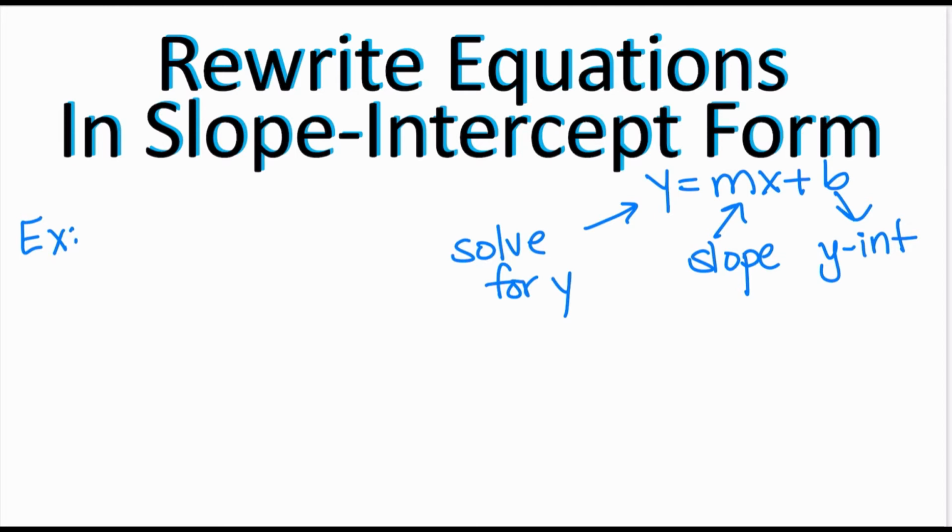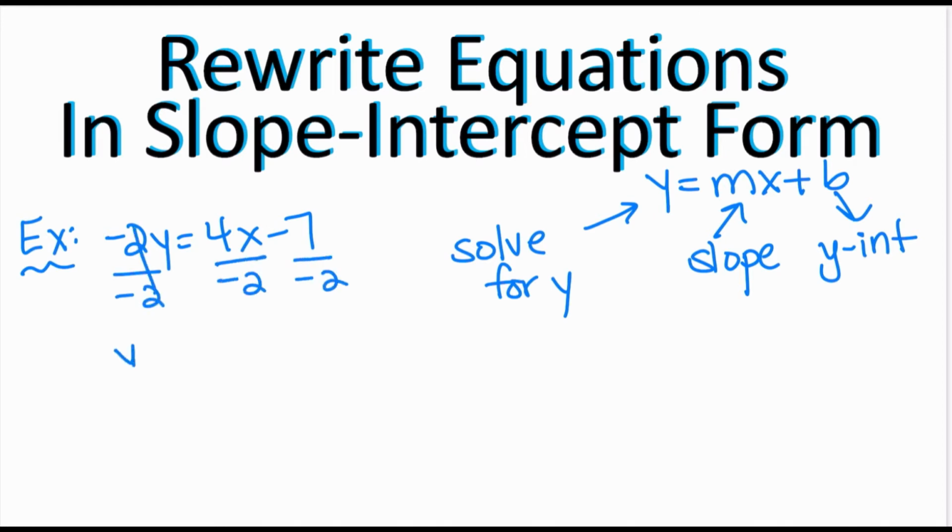Let's say that we have a problem that says negative 2y is equal to 4x minus 7. Some people think this is written in slope-intercept form, but it is not. In order for you to have this written in slope-intercept form, the y has to be completely by itself and it needs to be positive. So right now, one of the ways that I'm going to do this is to divide the entire equation by negative 2.